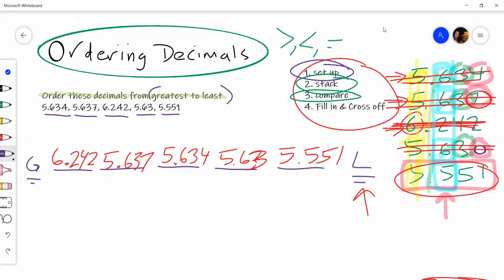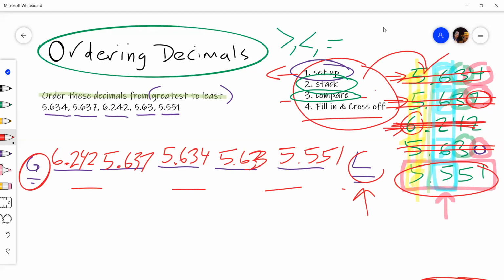So again, I'm going through this process that we just did here. I set them up, greatest, least, put my slash lines, I stack them, I compare place values, and then I just start to fill them in and cross them out. So let's continue that trend. Let's play with another one.